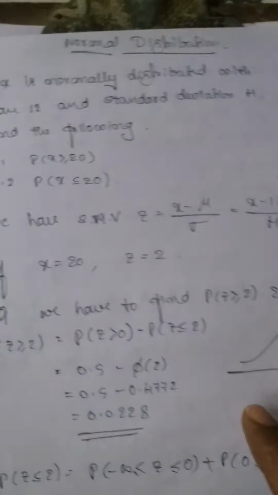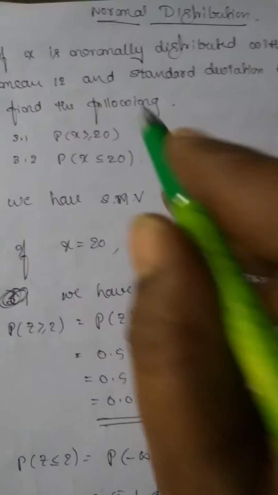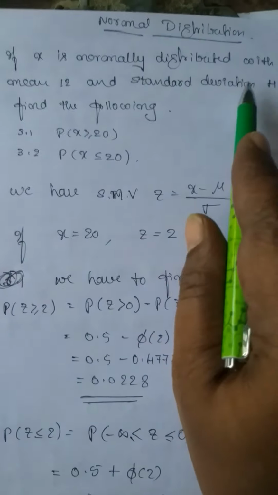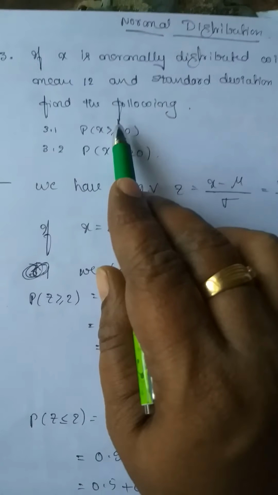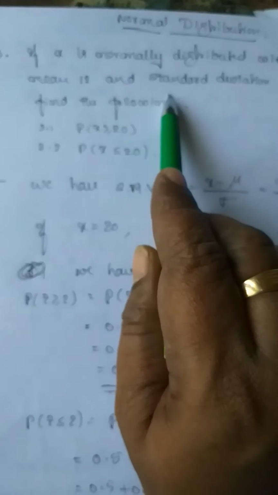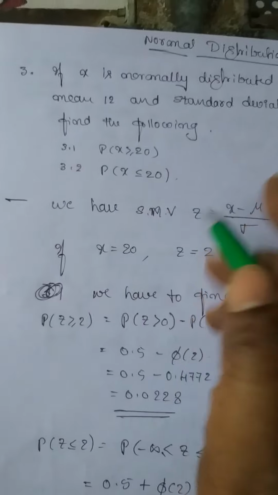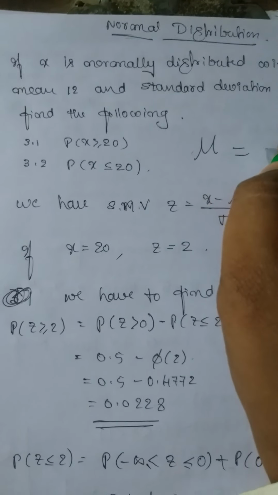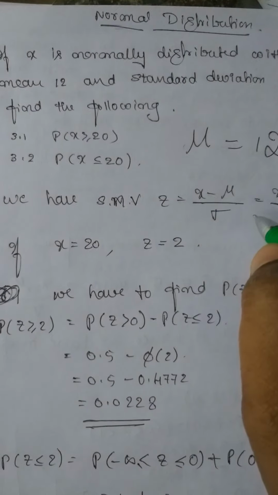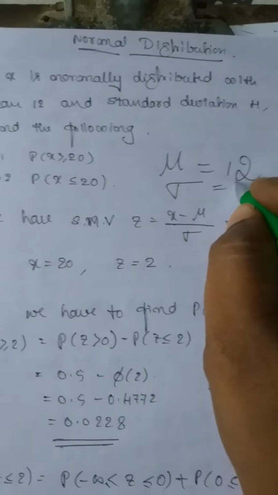Now, I can go for some other kind of problems. See, x is normally distributed with mean 12 and standard deviation 4. They had given, again, if you want to write, mu. What is that? 12. They had given the mean, okay? And also they had given the standard deviation. What's that? 4.